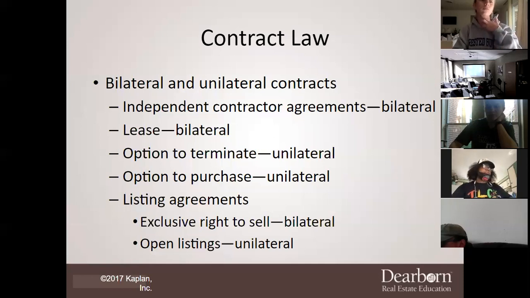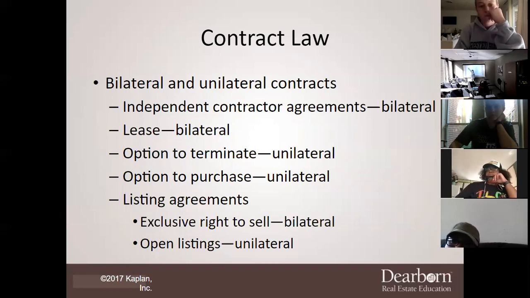And then we have bilateral and unilateral contracts. Ms. Davenport, what does that word mean?